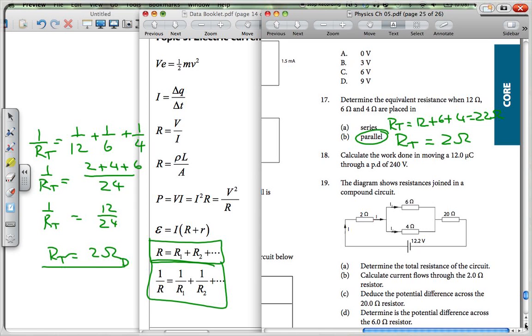And so when we put these in parallel, we see that we are lowering the resistance.